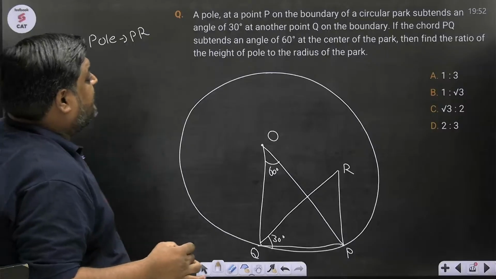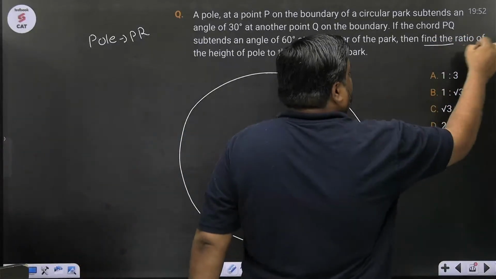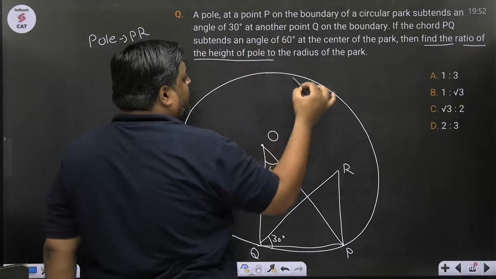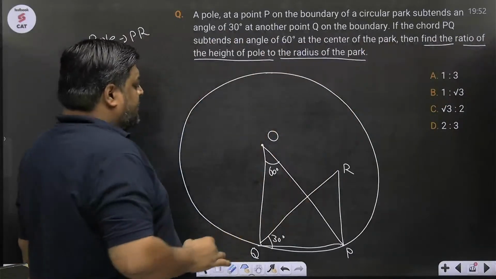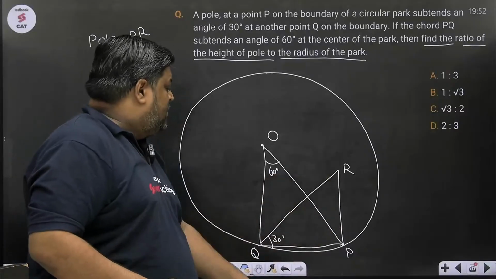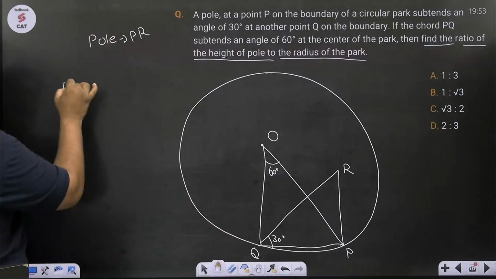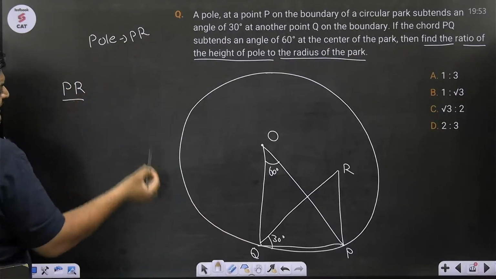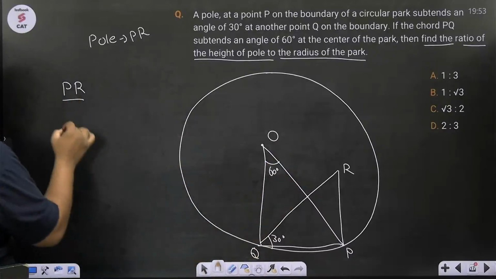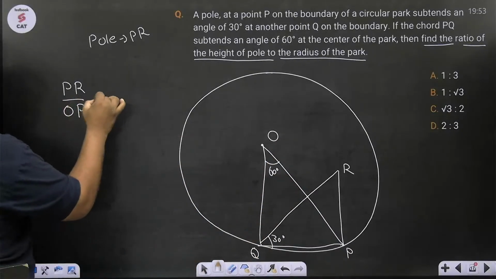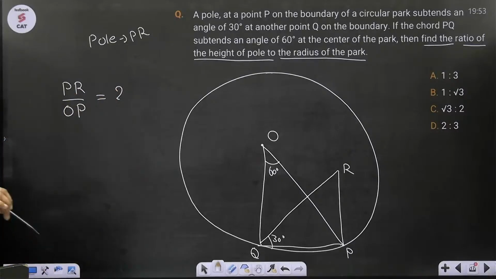You have to find the ratio of the height of the pole to the radius of the park. Very good. That means you have to say PR upon radius OP or OQ. This is asked: height of pole and radius. They asked for the ratio of this. Okay.